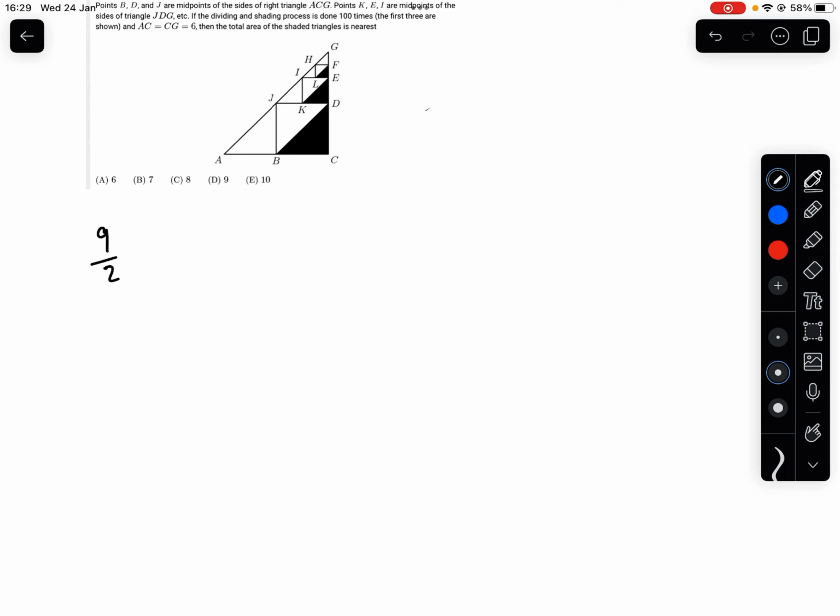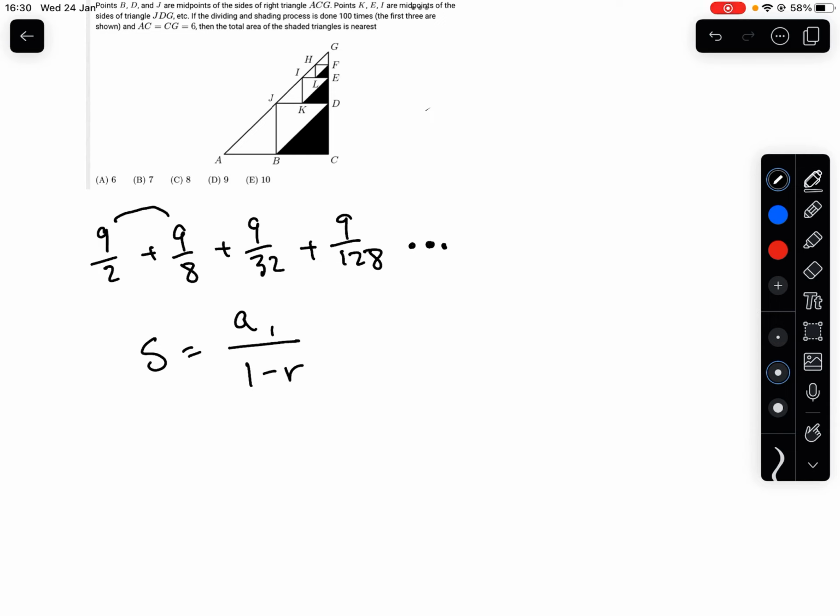So as we already determined, the areas of the shaded regions are 9/2 plus 9/8 plus 9/32 plus 9/128 and so on. We can see that this forms a geometric sequence, and the sum of a geometric series is given by the formula S equals a1 over 1 minus r, where a1 is the first term of the sequence and r is the common ratio. The common ratio is basically what you multiply each term by to get the next term. So the first term is obviously 9/2, so we have S equals 9/2 divided by 1 minus the common ratio.